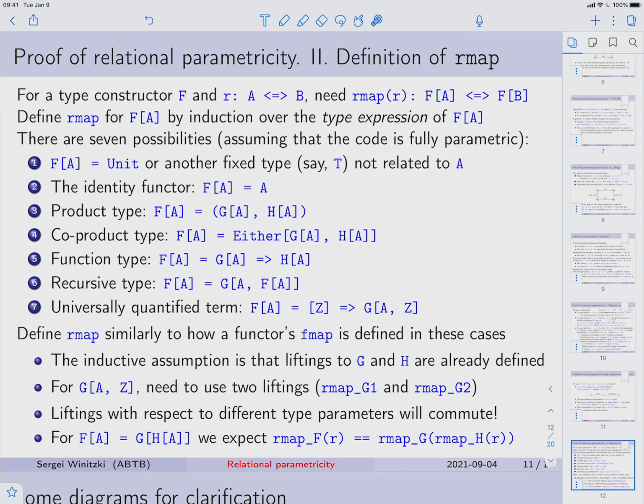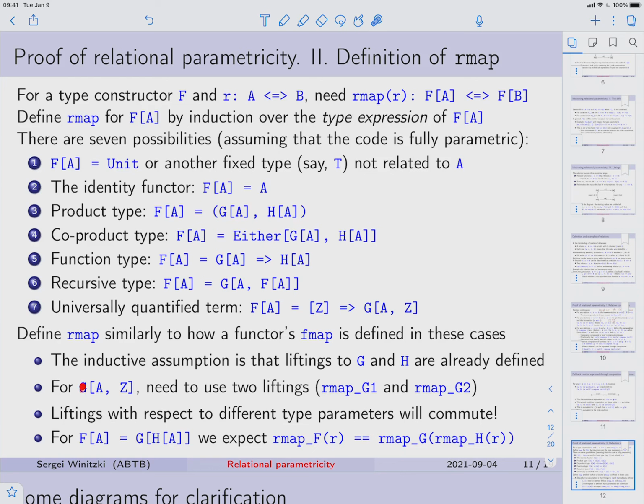And then you will prove by induction that you have constructed this relation. The inductive assumption is that for these G and H here, you already know how to construct the lifting. So you already know how to lift arbitrary relations R to G and to H. And if you already know that, then you show how to lift to F. So that is going to be the proof by induction. There are some details I'm going to talk about for this proof.